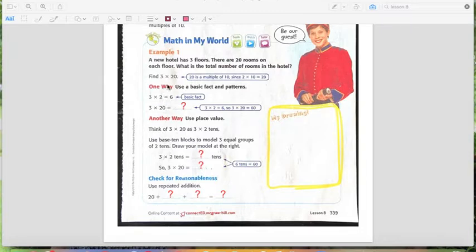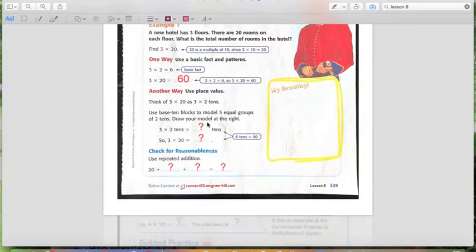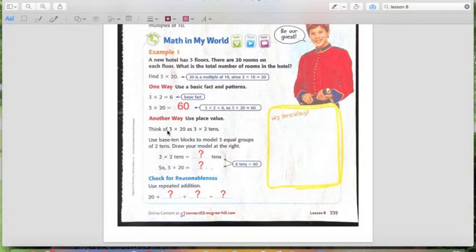And if I take the 0 out from under the invisibility cloak and put it after the 6, my answer becomes 3 times 20 is 60. A different way you can look at this is 3 times 20 is the same thing as saying 3 times 2 tens. So 3 times 2 tens equals 6 tens. So 3 times 20 is 60.